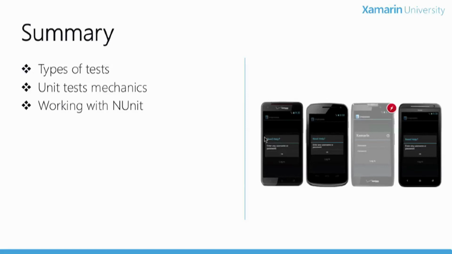So that takes us through the end of the content for today's class. We've covered in this objective the types of tests, unit test mechanics, and working with NUnit. But overall, we've introduced you to the concepts around unit testing, the process that you would go through as a developer. Hopefully, we've given you some hints on how to improve your workflow with unit tests also.